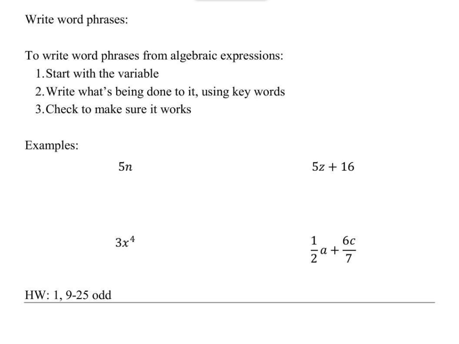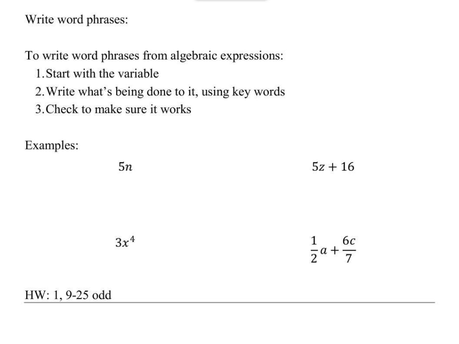We start with the variable, we say what's being done to the variable, and then we say what's being done to that, and then we say what's being done to that. And if we have to keep going from there, we will. Finally, check to make sure that it works. Same thing as last time. Go back and look, read it again to make sure that it says exactly what we want it to say.